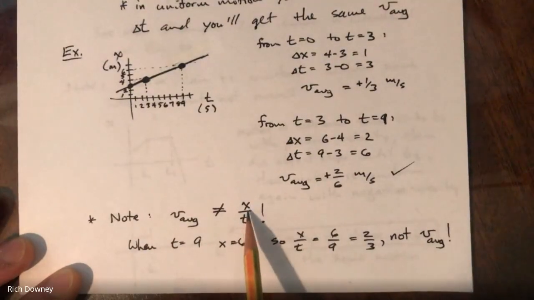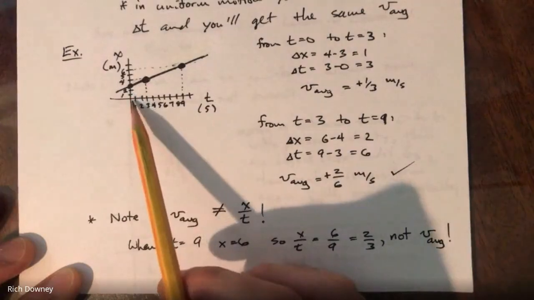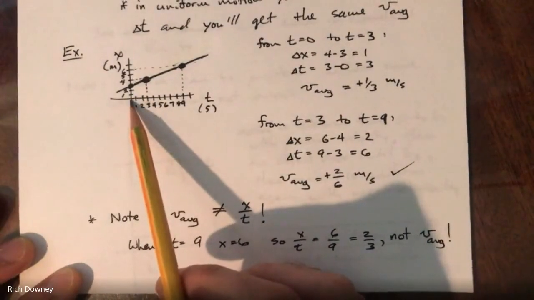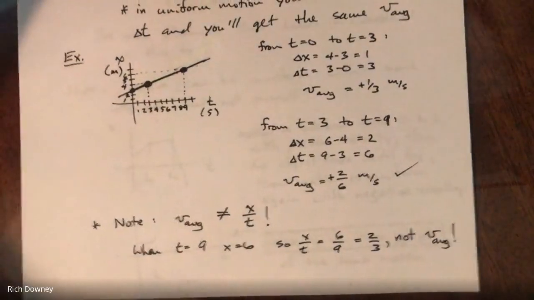You have to have a difference. And the reason it doesn't work is because this is offset from the origin. The line doesn't go through the origin. If that line happened to go through the origin, this actually would work, but that generally isn't the case.